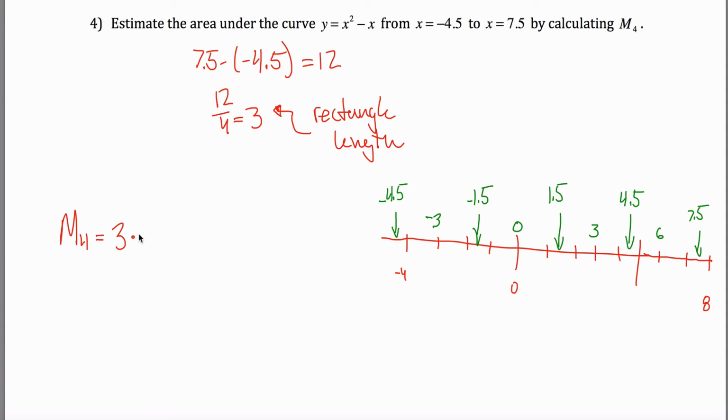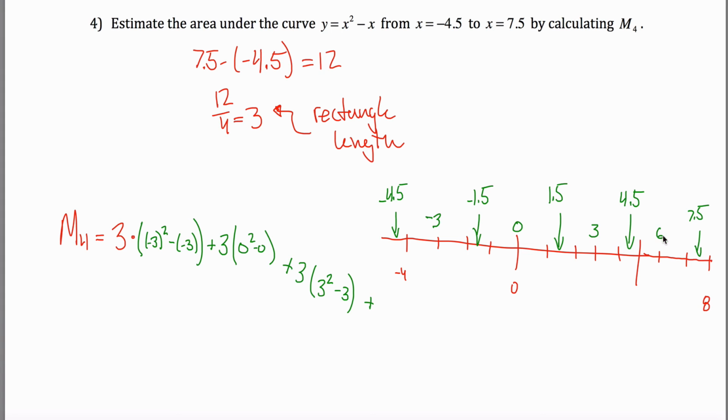So I'm going to take negative 3 and put it in here. I got negative 3 squared minus negative 3. And then to that I am going to add my next rectangle, which will be 3, again the length, times, and now I'm going to use 0. So 0 squared minus 0. And then my next rectangle, maybe down here, is again going to have length of 3. And now I'm going to use 3 in the function to estimate the height. So I get 3 squared minus 3.